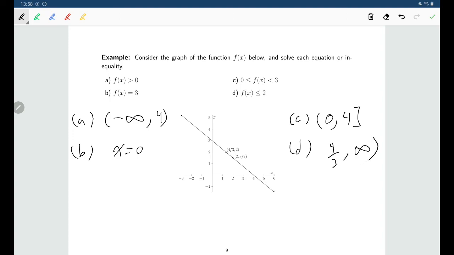And as far as 4/3 goes, I will include 4/3 because that is the point where the y value is equal to 2, and I am including the 2. So since I want the y value to be equal to 2, that means I do want to include the point 4/3, 2. So I do want to include that value of x. So square brackets 4/3 all the way to infinity.